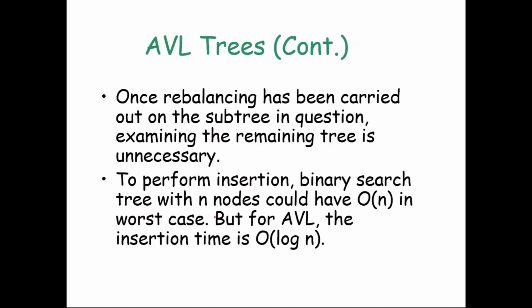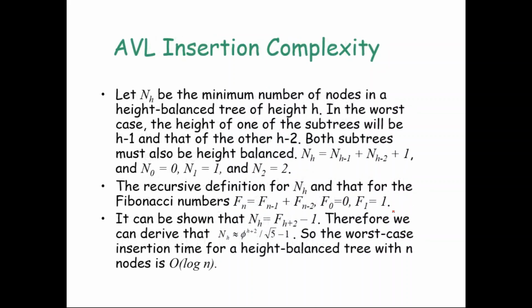After rebalancing, you need not check whether the tree is balanced or not, because once you do rebalancing, automatically it will become balanced. So why are we going for AVL tree? Because insertion can be done in order of log n, whereas with a normal binary search tree it will be order of n in the worst case scenario.